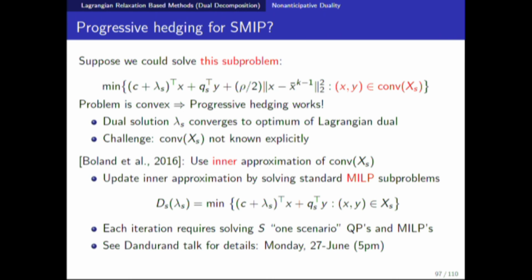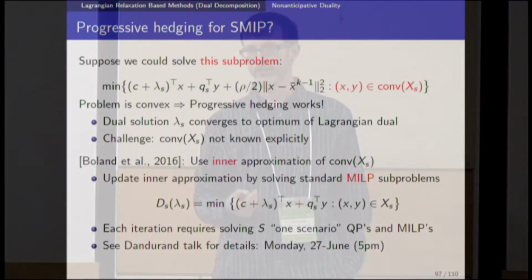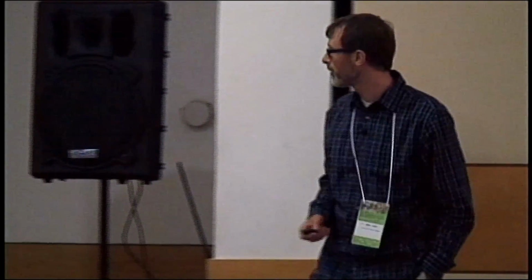At each iteration, you solve a quadratic program. That's the one that you're going to use to do your updates, but it's a one-scenario one. And you solve a mixed integer linear program rather than a mixed integer quadratic program. So you solve two subproblems instead of one. But one of them is very easy, just a simple quadratic program, and the other one is a mixed integer linear program, so the same difficulty as the one you had before. Here is the reference to the talk that will be on Monday, with more details of this algorithm.